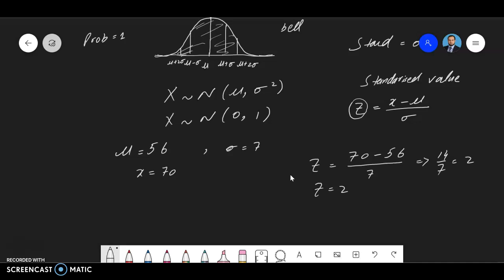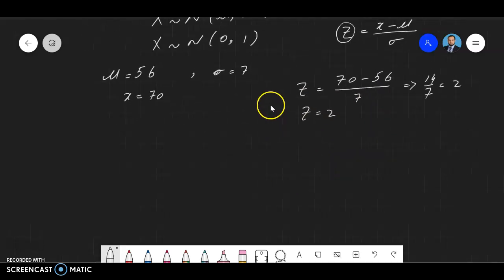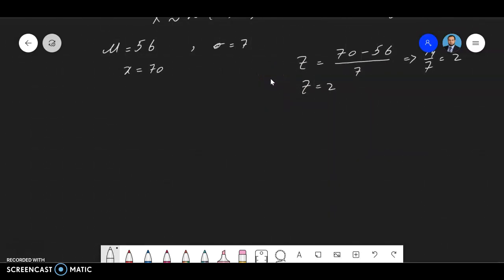So if we are given probabilities, how will we use the table, or if we know the z-score, using that z-score, how will we find the probabilities from the table? That is actually the main topic where students struggle. So we will look into a few problems for that.